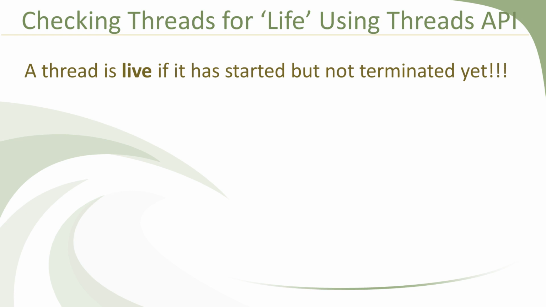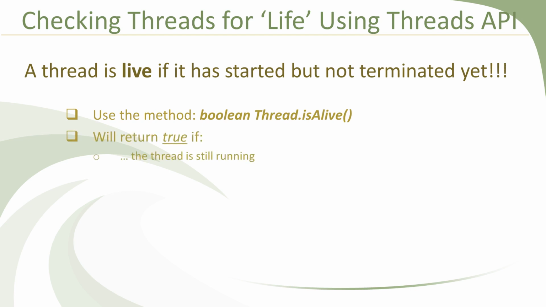Coming back to the current topic, now how do we check if a thread is alive or not using the normal threads API? For this, we can use the isAlive method of the thread class. Obviously, isAlive returns true if a thread is currently alive, that is, it has been started and is running.